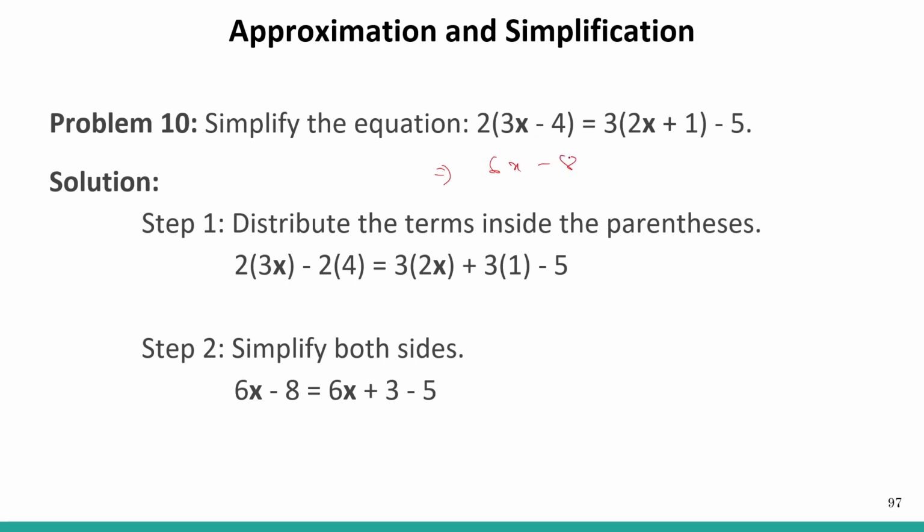So it will be minus 8 is equal to 6x plus 3 minus 5. As you can see, 6x minus 6x, minus 8 is equal to 6x minus 6x plus 3 minus 5, is equal to what? Minus 2, right? So it will be minus 2. So this implies that minus 8 is equal to minus 2.